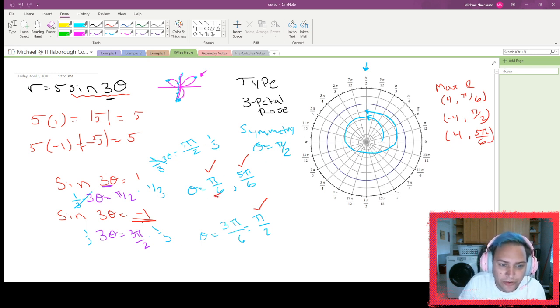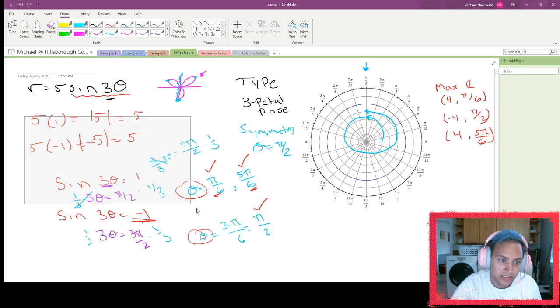Again, make sure you use the value after you divide by 3. You want to use the values for when you have theta equals, not 3 theta equals. All right, let's clear some of this off now so that we can do our zeros.